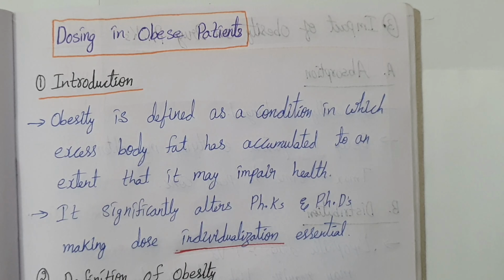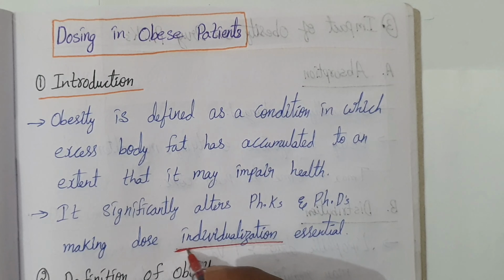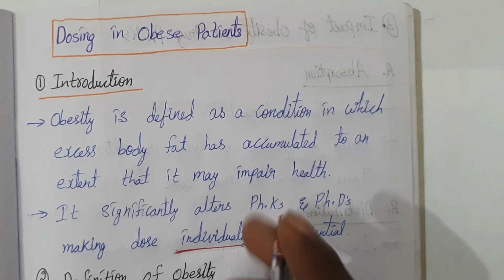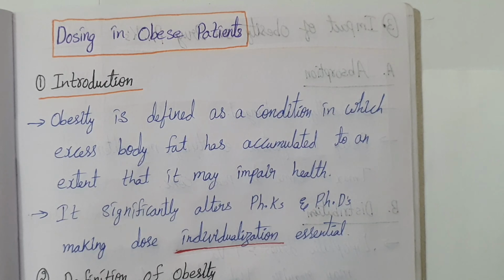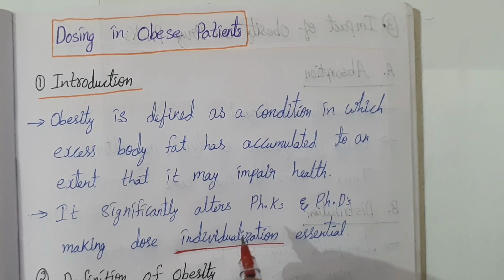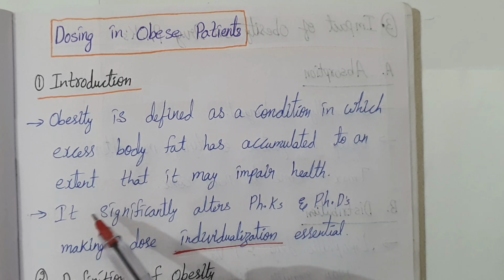So the introduction: obesity means excess body fat that affects an individual's health. But in pharmacology, it becomes serious because it changes how drugs behave in the body. That's why we need individualized dosing to be essential. You can remember it as obesity affects both pharmacodynamics and pharmacokinetics. So we must customize the dose.